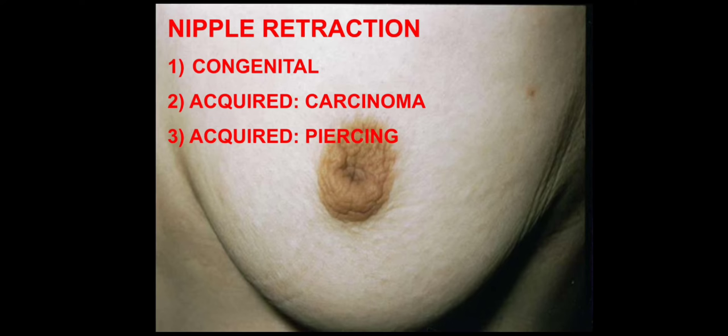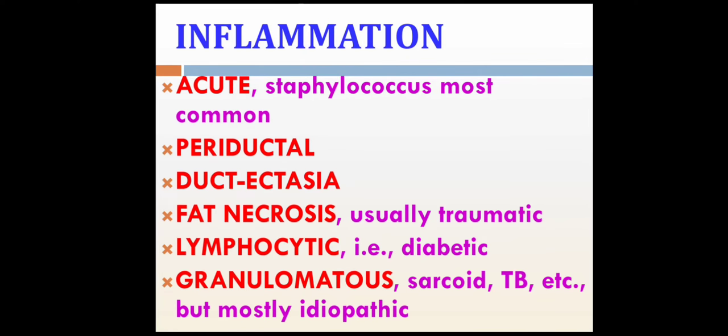Now coming to nipple retraction, there is congenital nipple retraction present since birth. Then acquired nipple retraction occurs whenever there is carcinoma of the breast and piercing of the breast.